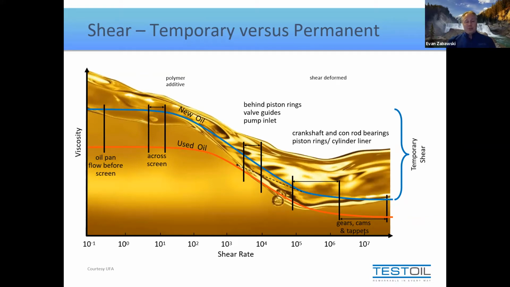Now, as I said, the orange line on here is used oil, and you'll notice it's a little bit lower than the blue line. So used oil typically has a lower viscosity than new oil, and that's because of something that we call permanent shear, a permanent drop to the viscosity. So this is unrecoverable viscosity, and this is not necessarily a good thing. We can tolerate a little bit of this, but I'm, again, just planting a seed here for later.